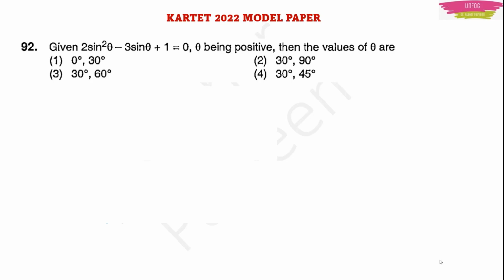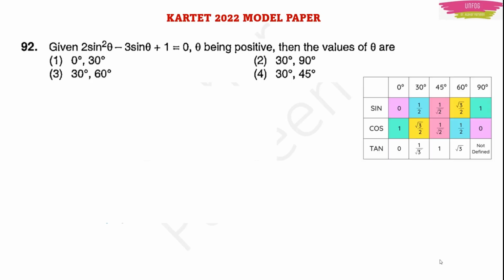Okay. Now, just write down the table because we need the table. We have to find the values, right? First take 2 sin square theta minus 3 sin theta plus 1 is equal to 0. Then split this minus 3 sin theta. It can be written as minus 2 sin theta minus sin theta. Okay, correct, no? Minus 2 minus 1 will be equal to minus 3. So you can split minus 3 sin theta into minus 2 sin theta minus sin theta.